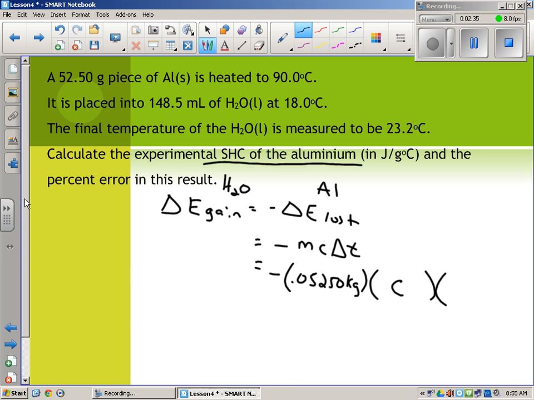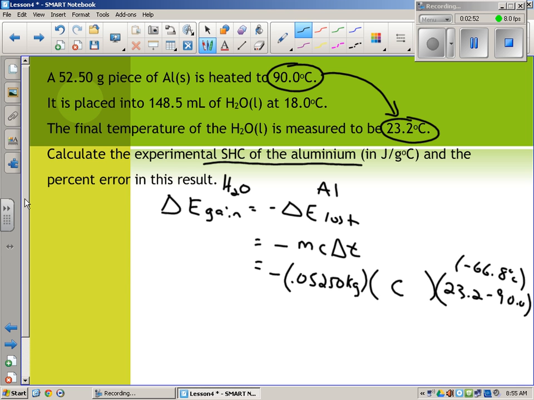So remember, the aluminum is going down to this temperature here. That was your final temperature. This was your initial temperature here. So if we put in here 23.2 minus the 90, don't forget that was actually negative 66.8 degrees Celsius. Right? Is it 66? Double checking? Yeah? All right. So that takes care of that side there.